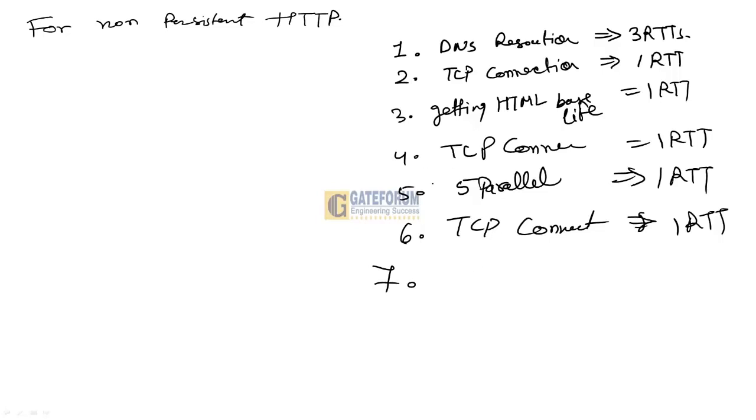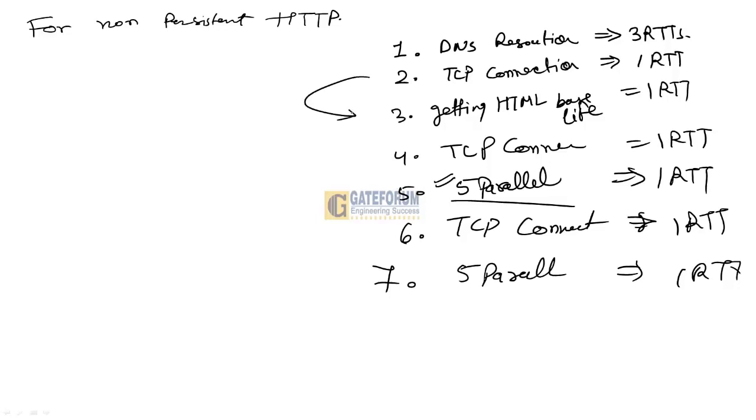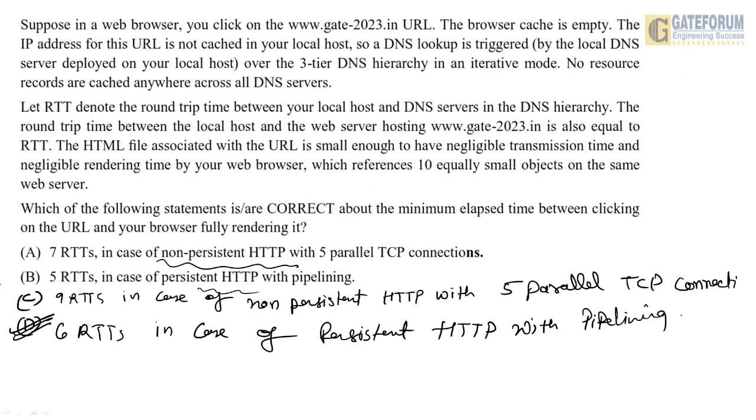Now in total we need to access 10 objects, so 5 in this parallel batch, and again we need to access the 5 parallel objects, so it requires again 1 RTT. So we need to make a connection before getting the HTML base file, before the first 5 parallel objects and before the next 5 parallel objects. So the total is 9 RTT. So 9 RTT is your answer. So C is also correct. So we can go with options C and D both.